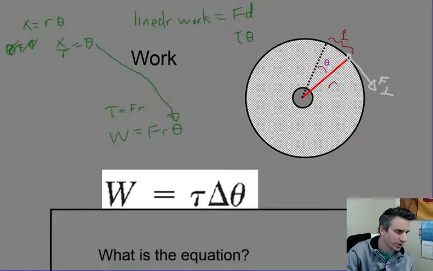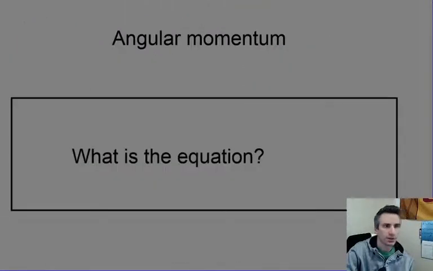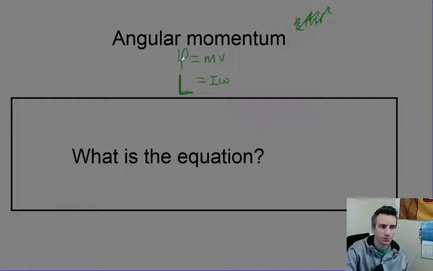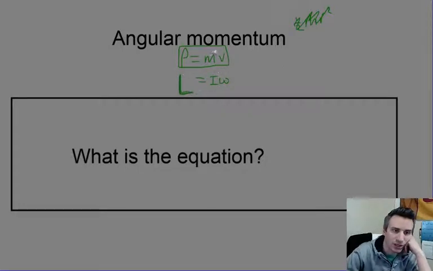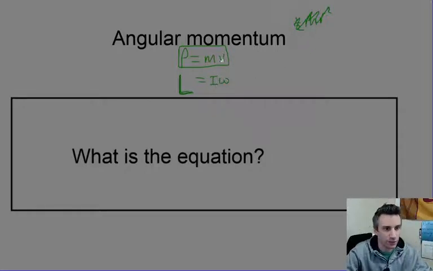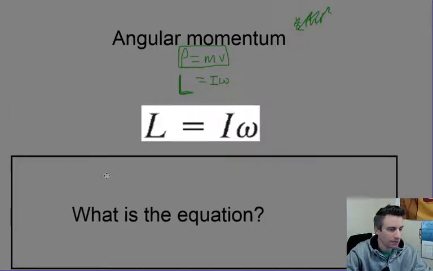All right, let's do another one of these where you need to figure out what the equation is. Here is angular momentum. What is the linear equation for momentum? All right, so for linear motion, the equation is p equals mv. For angular momentum, we have a capital L, which represents angular momentum, and that is going to equal I omega, where instead of mass we have rotational inertia, and instead of linear velocity we have angular velocity. Okay, L is I omega.